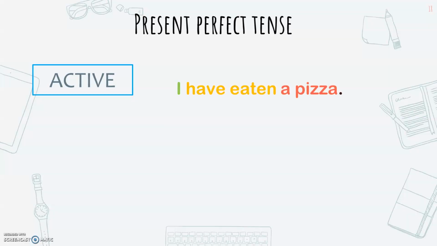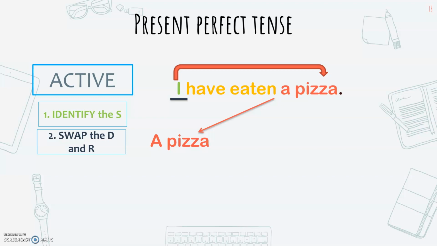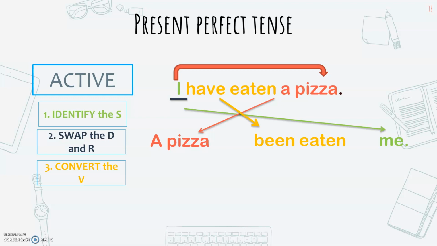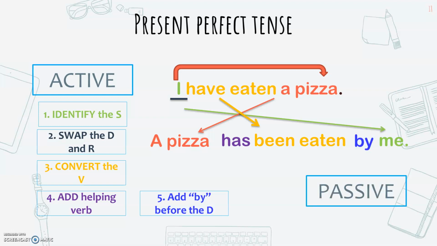For present perfect tense, I have eaten a pizza. Identify the subject, I. Then swap the doer and the receiver. A pizza will be our subject. I will become me. Then we have to convert the verb. Been eaten. And number 4, we have to add the proper helping verb, has, and add by before the doer. A pizza has been eaten by me is a passive voice.